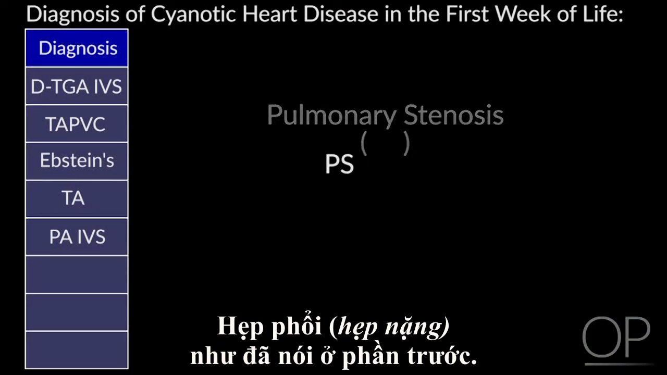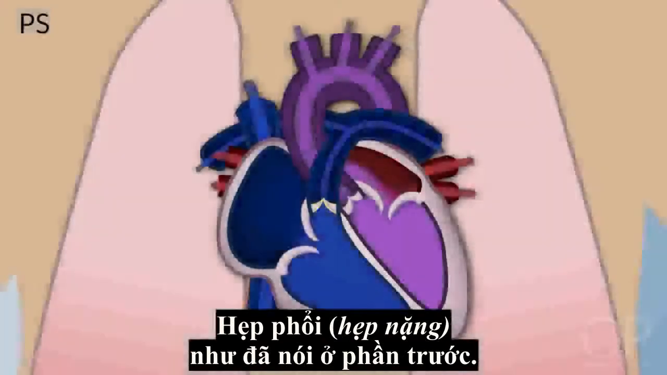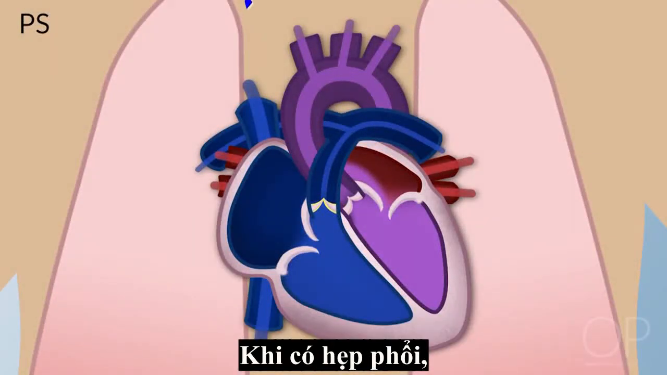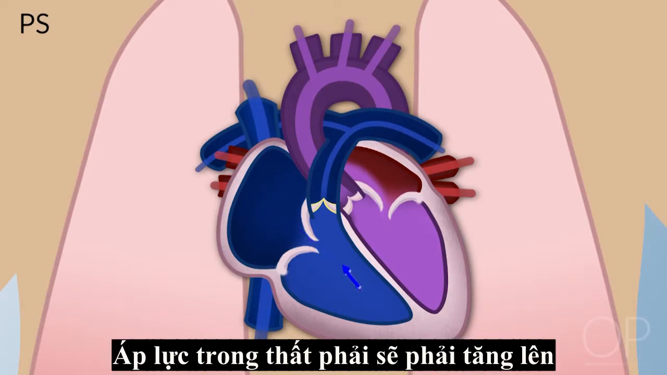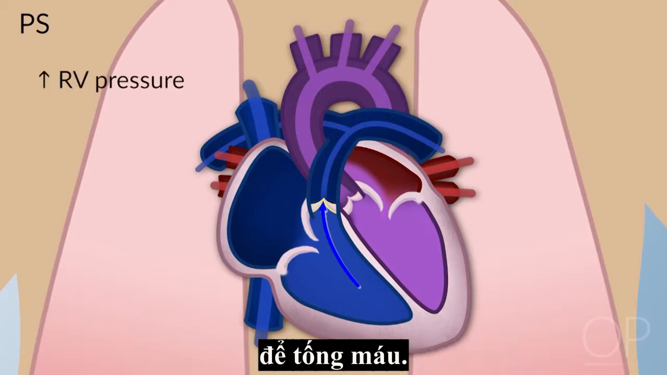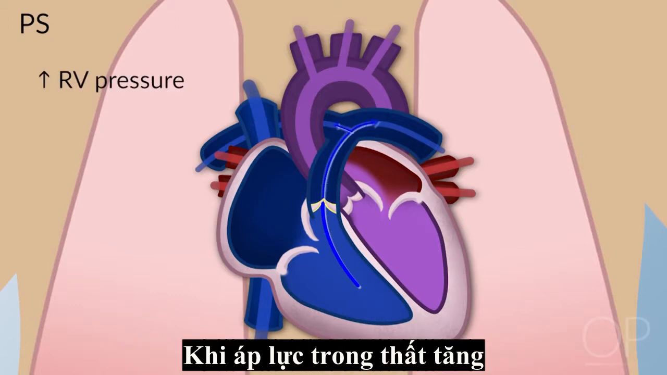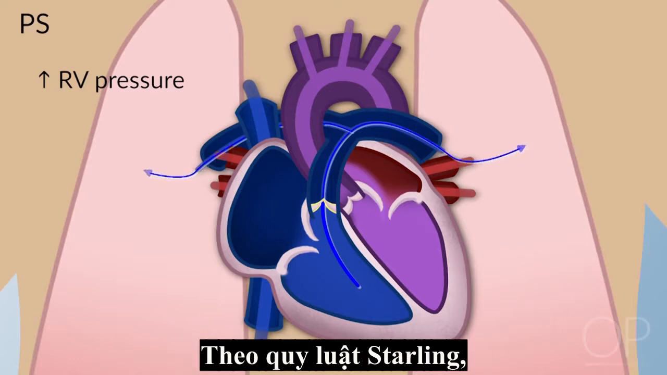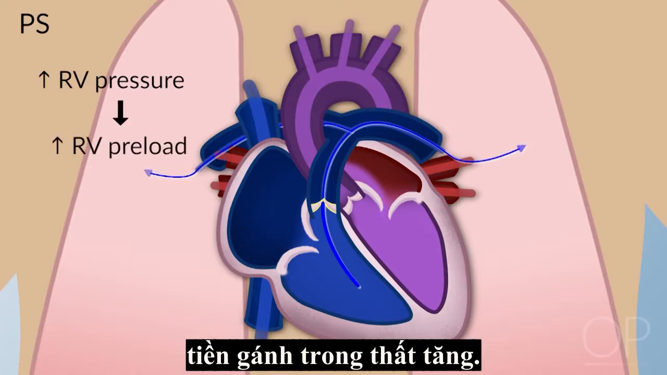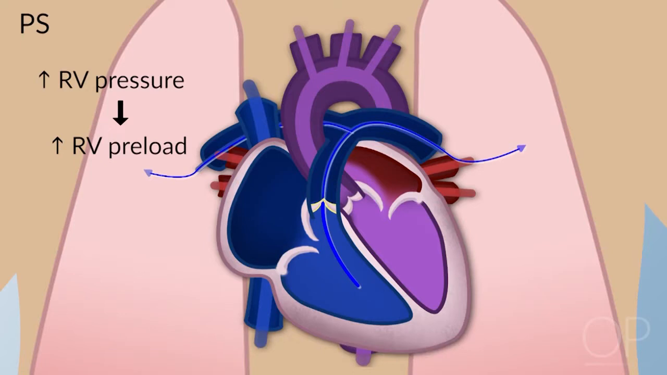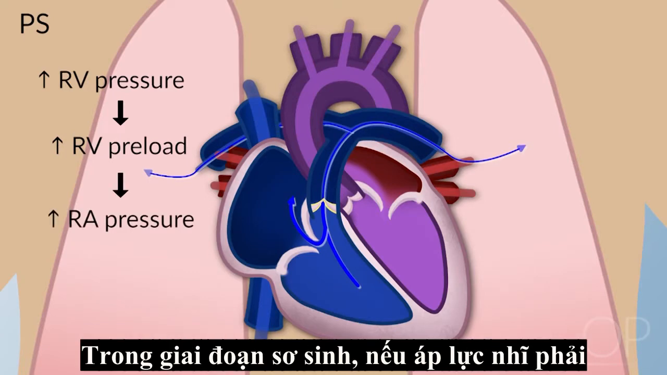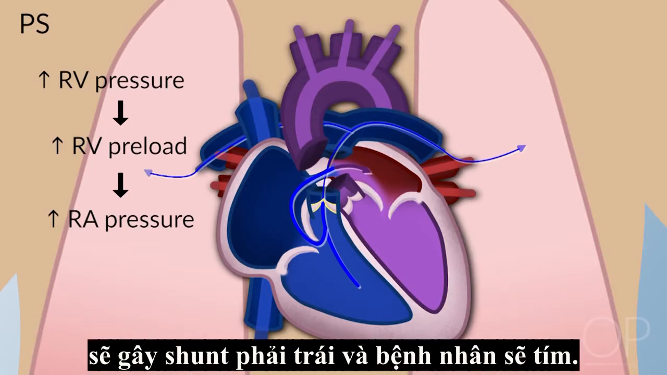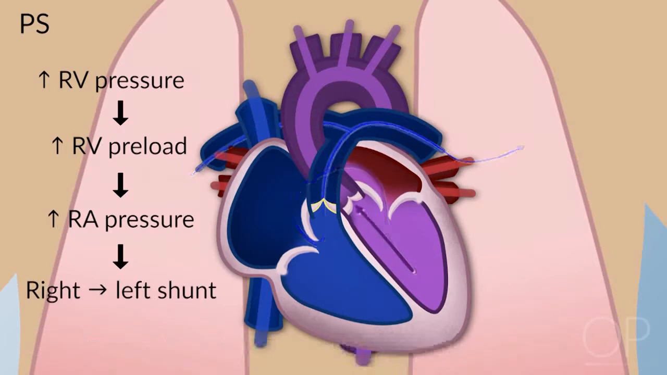The pulmonary stenosis we talked about before. If you look at pulmonary stenosis, these kids have severe right ventricular outflow tract obstruction. The right ventricle has to generate a higher pressure to pump blood out. And if it starts having difficulty generating that higher pressure, by Starling's law, it increases preload. If you increase the preload in the ventricle, the atrial pressure goes up. And in the newborn period, if the right atrial pressure exceeds the left atrial pressure, you start shunting right to left, and you end up with cyanosis.